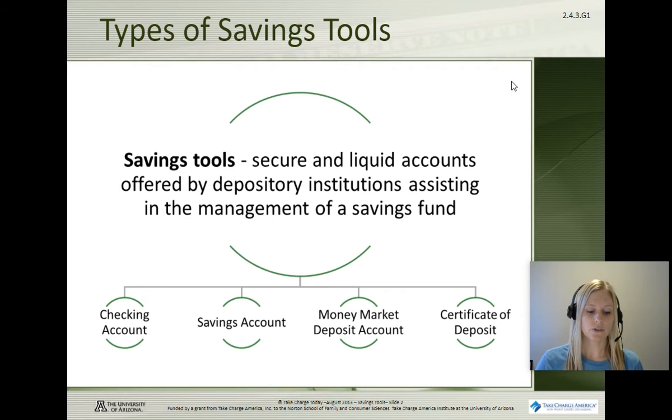And some examples are a checking account. A checking account is a savings tool because you are storing your money there, a savings account, a money market deposit account, and a certificate of deposit. And we will go into each of those in the next few slides.